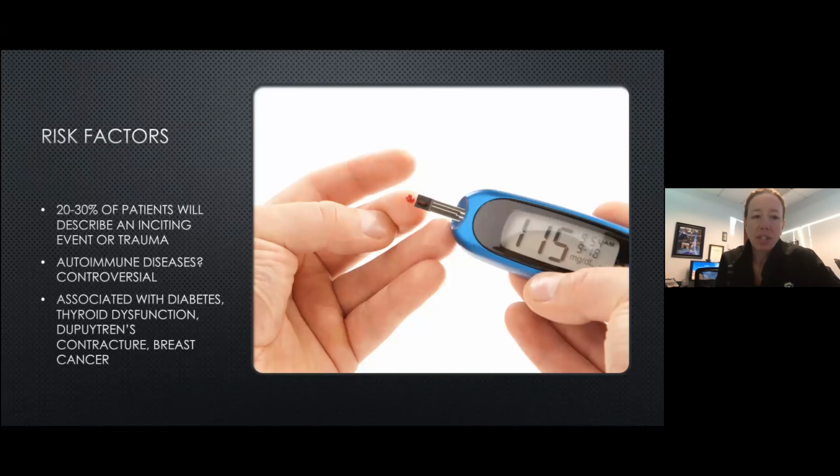So risk factors for adhesive capsulitis, I think we're all very familiar with the risk factor associated with diabetes, but it can also be associated with thyroid dysfunction, certain types of cancer such as breast cancer, possibly autoimmune diseases, cardiovascular diseases, and a certain percentage of patients will actually describe there was some inciting event or trauma or incident that started this process. And so you can be confused a little bit by that as well.